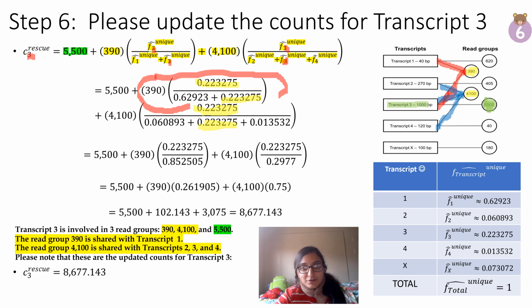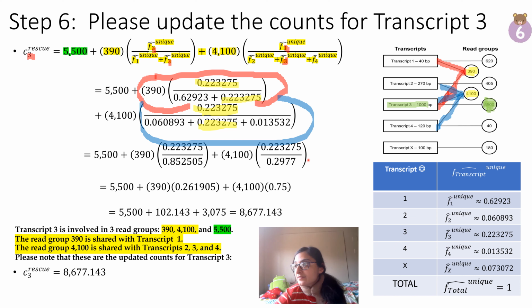This top part is all of the red edges, and this other part is all these blue edges here, right? So this is divided by what group transcript 2 is getting, what part of the overall same group it's getting for 4,100. You get it from this 0.60893. Then this part again is the relative unique abundance for transcript 3. Then this 0.013532 is coming from transcript 4.